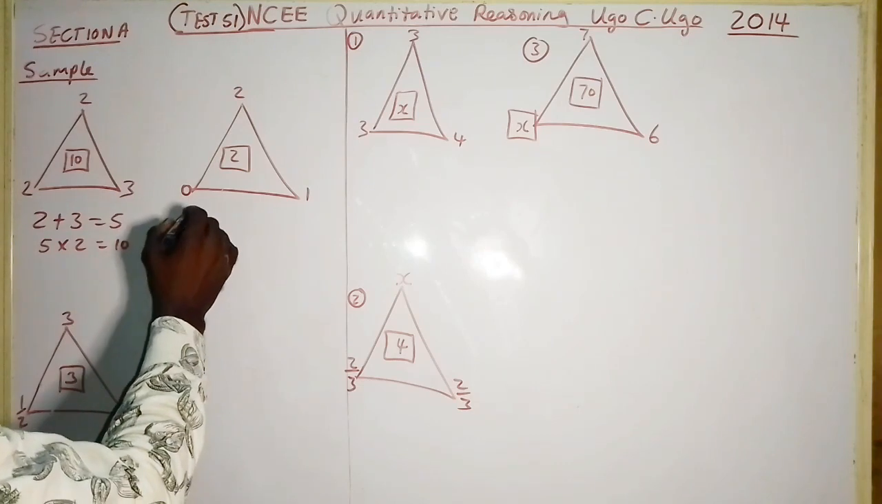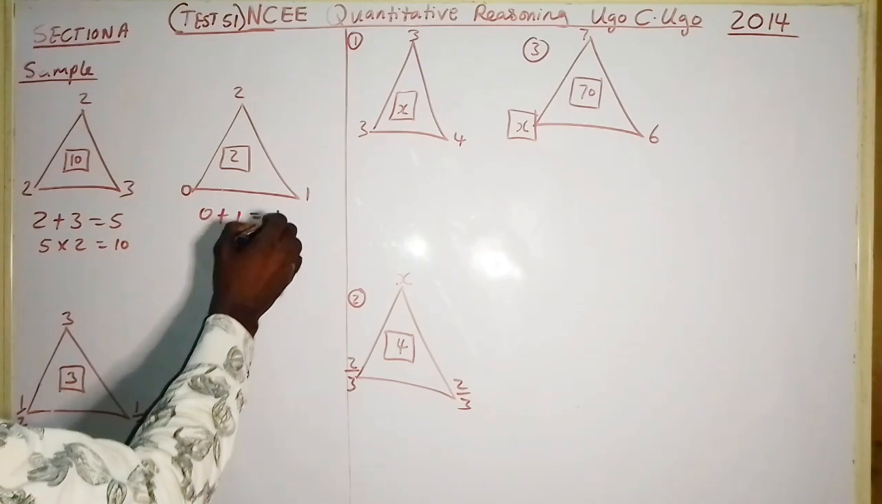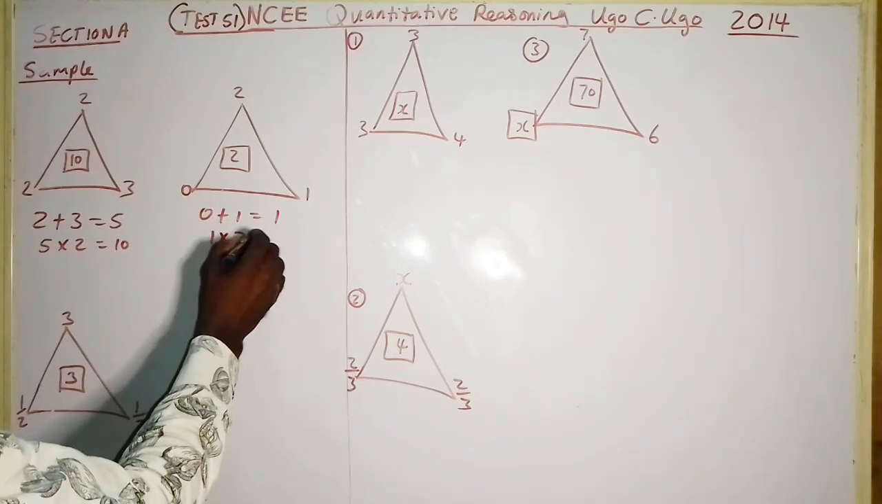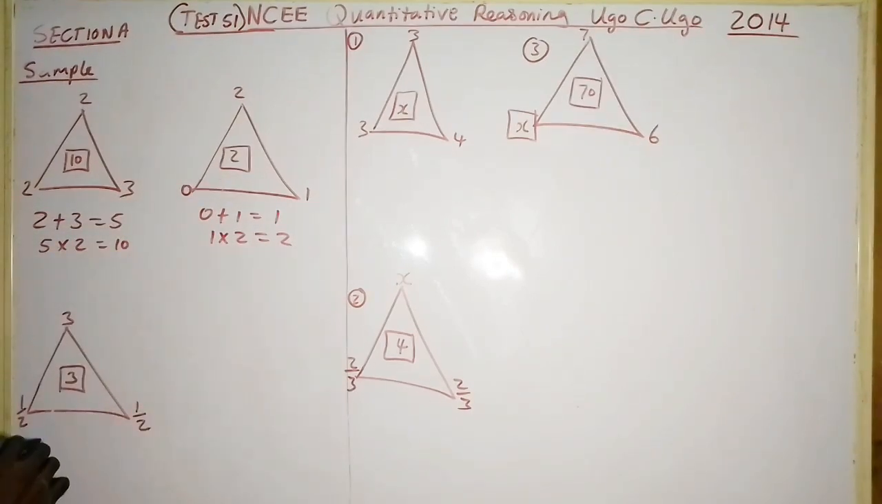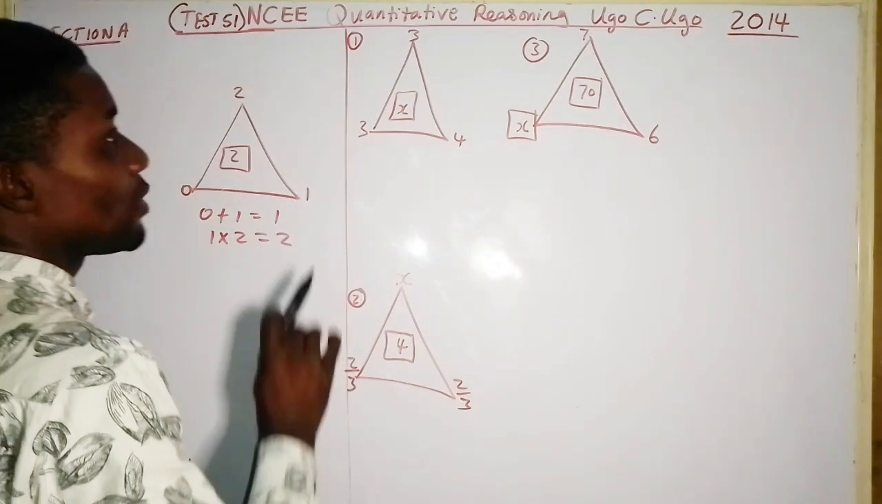Now let's try the method for this. 2. 0 plus 1 equals to 1, and 1 times 2 will give you what? 2. Inside the box. The box is the sum. Now we have 1 over 2 plus 1 over 2. This will give us 2 over 2, which is equals to what? 1. So we say 1 times 3 will give us what? 3.